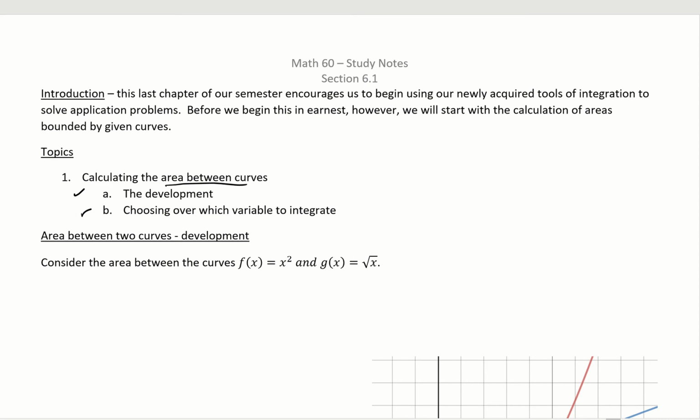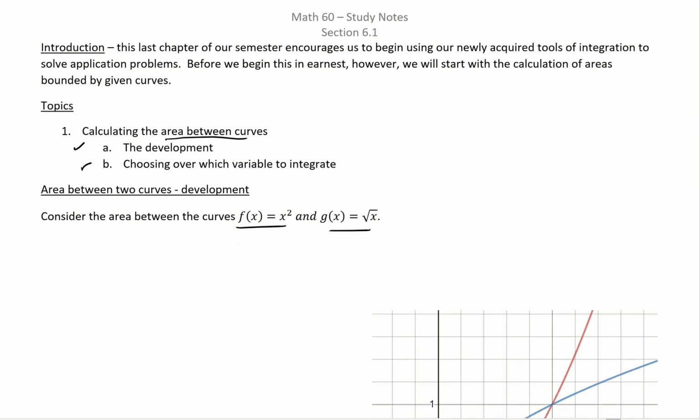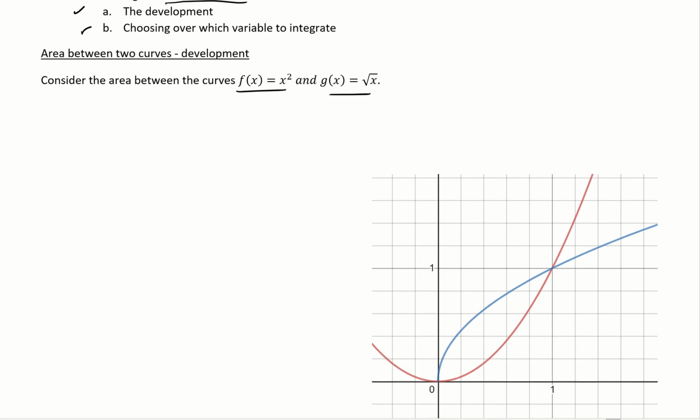So consider the area between these two curves here. F of x is x squared, and g of x is the square root of x. I took the liberty of going to Desmos and graphing these guys, and there's what they look like. Basically we want to calculate the area that's between these two curves.